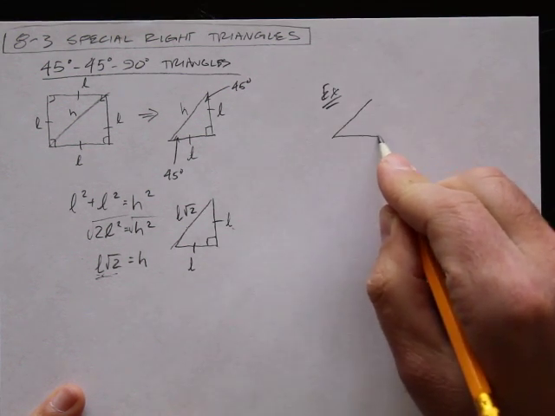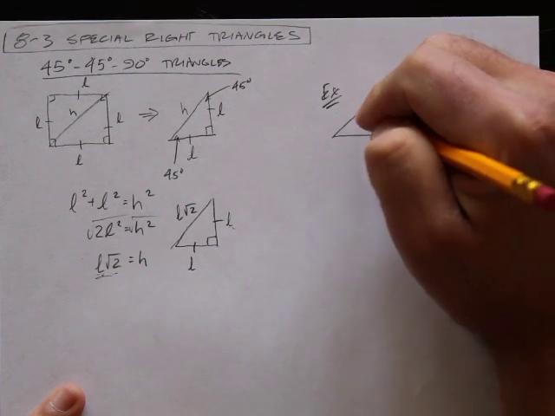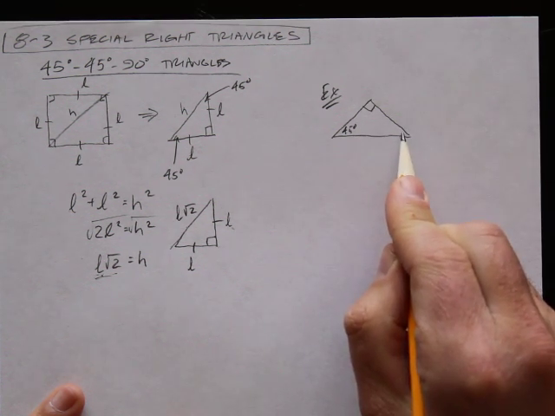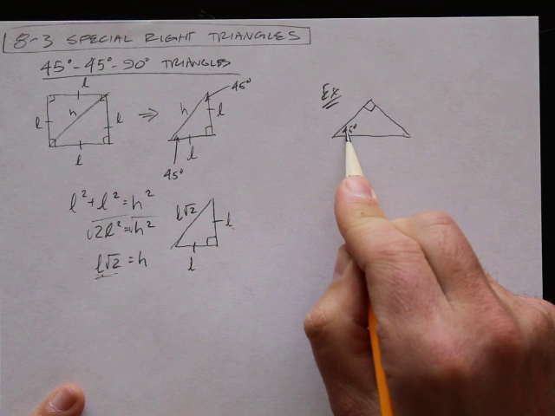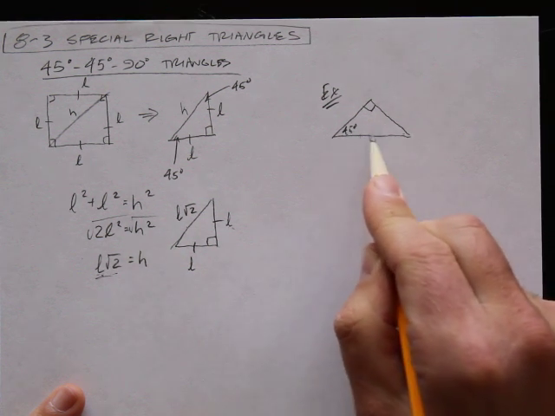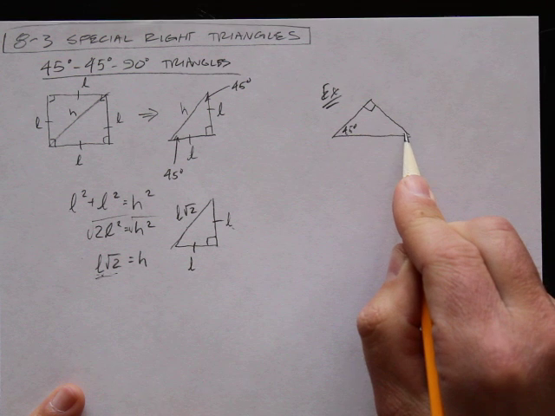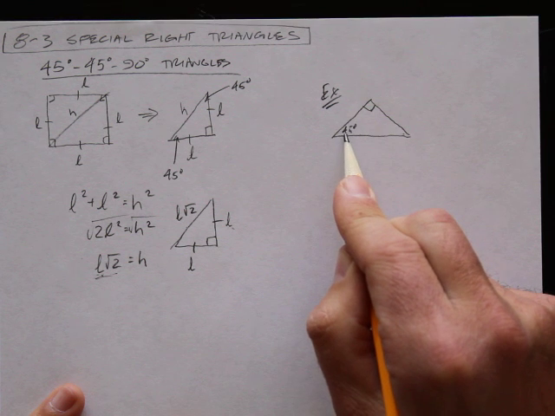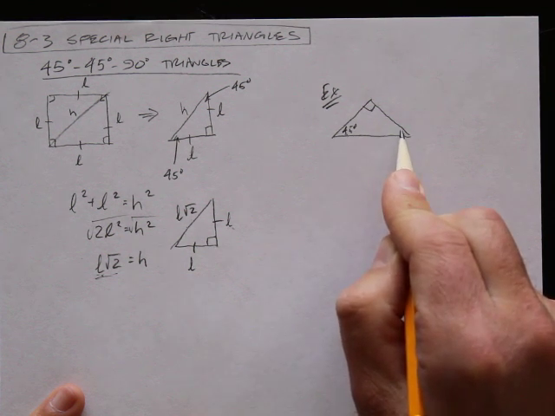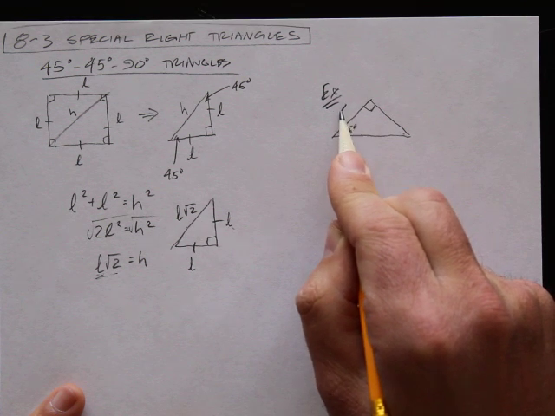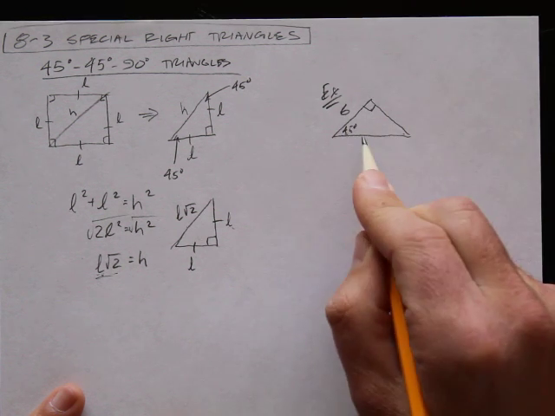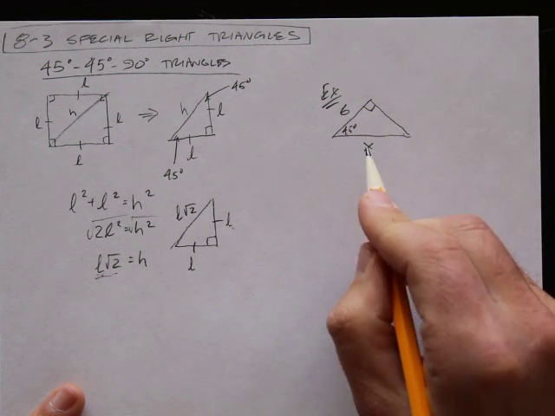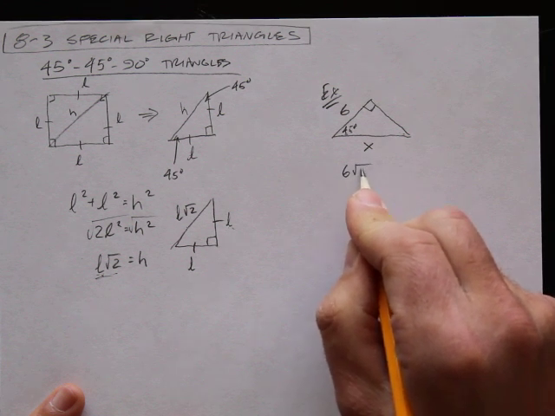So if I have a triangle that looks like this, here's 90 degrees, this is 45 degrees. Now I know that this is 45 degrees because 90 plus 45 is 135. 180 minus 135 is 45. So I know if I have a 90-degree angle and a 45-degree angle, then this other angle is also 45 degrees. If this side is 6, and I want to find what my hypotenuse is, I know that my hypotenuse is 6 times the square root of 2.